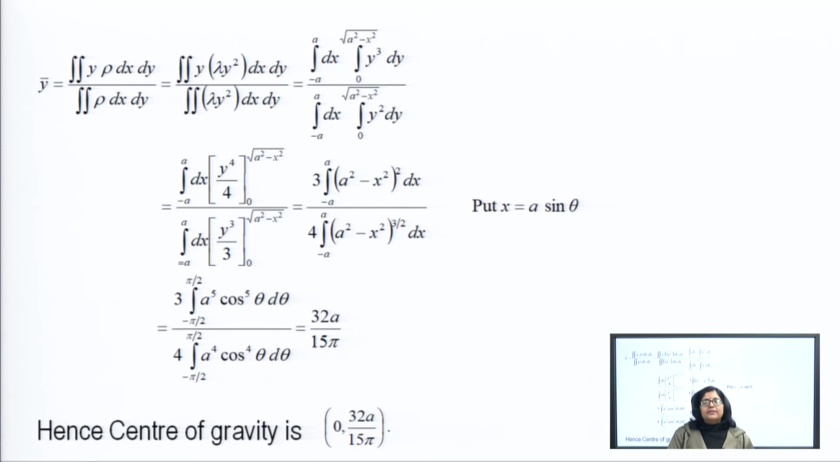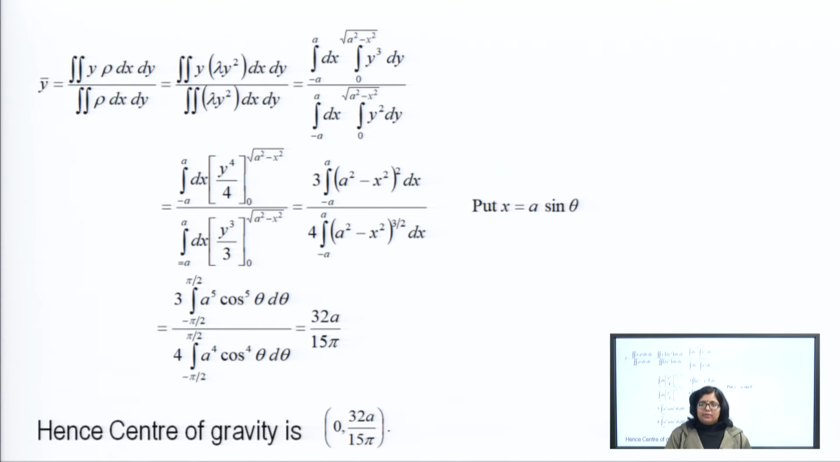So, integrate with respect to y firstly, that means y cube gives y power 4 by 4, and put the limits, 0 to under root a square minus x square, integral minus a to a dx. y cube by 3, and put the limits. So, we get 3 times integral minus a to a of (a square minus x square) dx, and 4 times integral minus a to a of (a square minus x square) power 3 by 2 dx. The equation is this, but solving this integration is not easy.